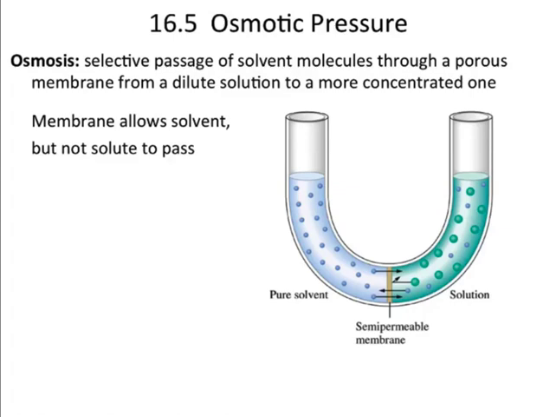Okay. So next up, osmotic pressure. So first let's define this. So osmosis is the selective passage of solvent molecules through some porous membrane, and they go from the dilute solution to the more concentrated one.